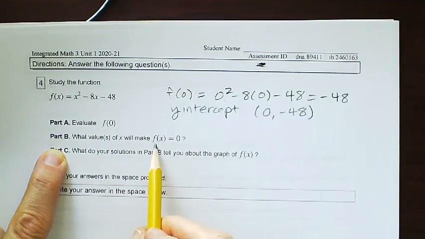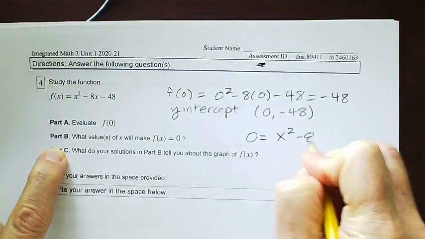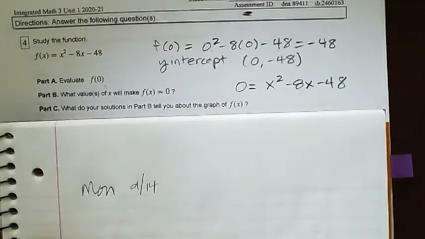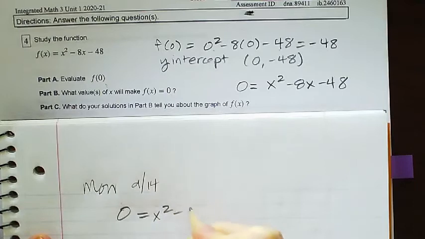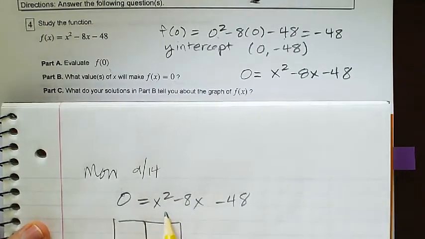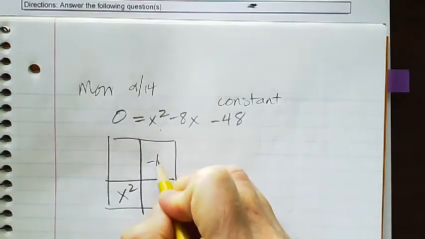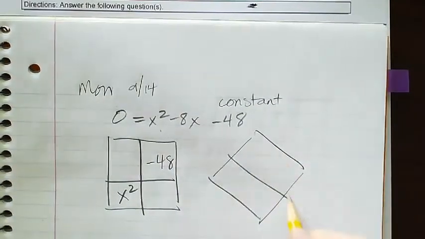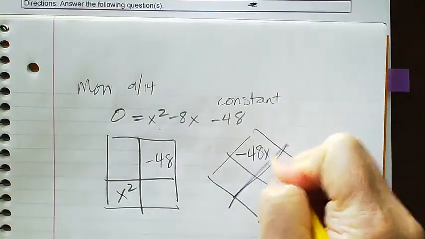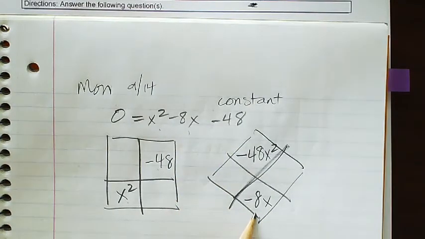What values of x will make f of x 0? Okay, so we're going to factor. We're going to replace f of x with 0. And let me do that in the notebook. So your x squared term and your constant term always go in opposite corners. And then I use the diamond. You don't have to, but if you're not getting these right, maybe start using it. That means you multiply these to get the term on top. The term on the bottom is your x term. You're looking for factors of -48 that add up to -8.